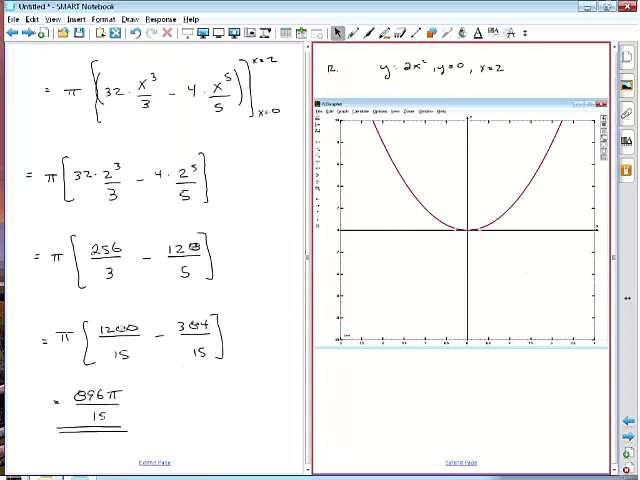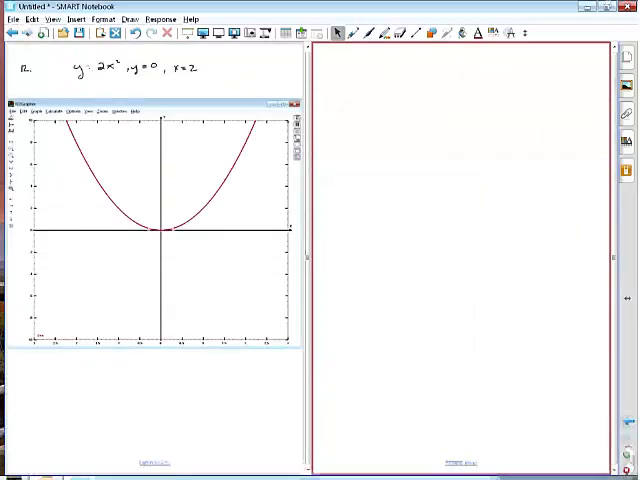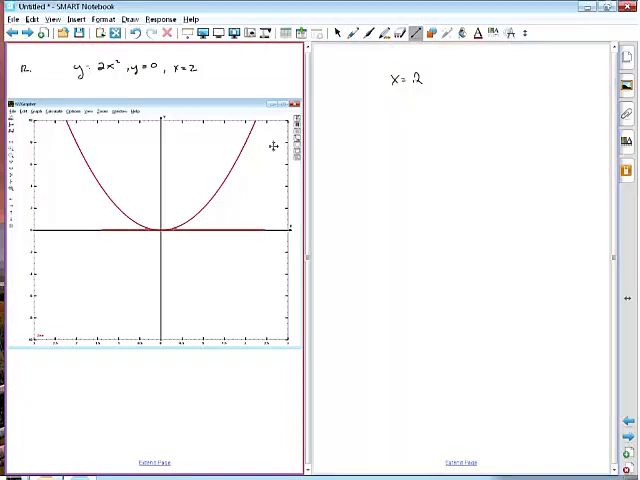Okay, the final one is this one. And for this one, it says we want to integrate around the line x equals 2. So again, defining our lines, we had y equals 0. We had x equals 2. And we're rotating around x equals 2. So we're going to rotate around this axis, which is a vertical axis.